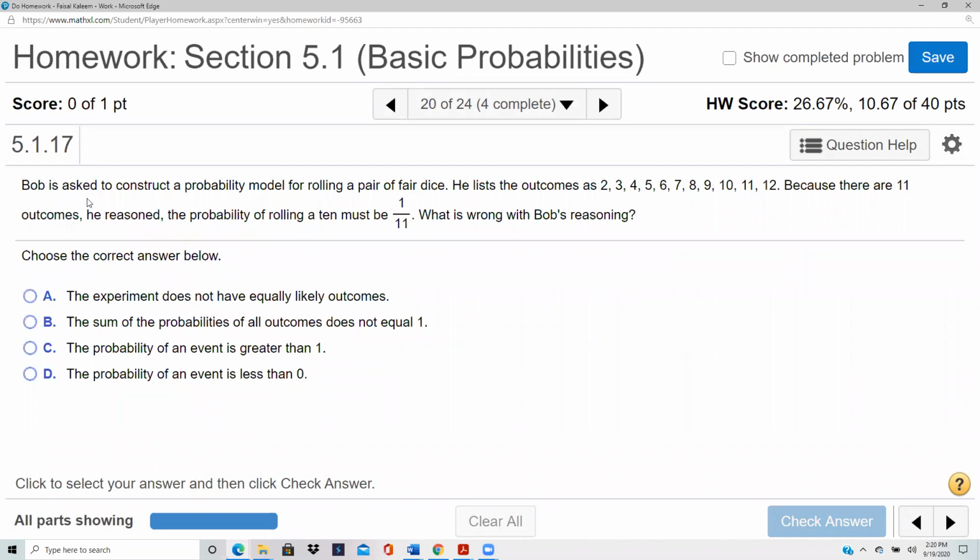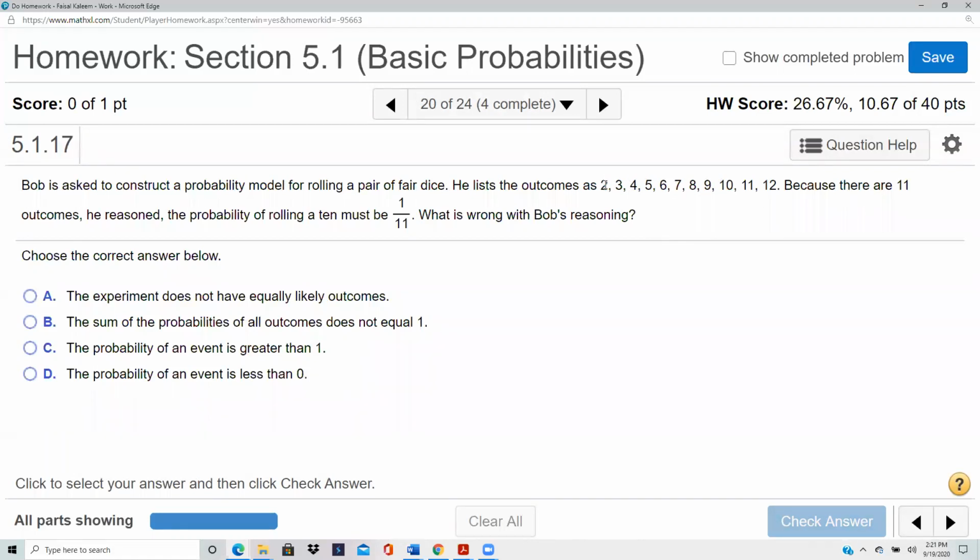Bob is asked to construct a probability model for rolling a pair of dice. He lets the outcomes be 2 through 12. Because there are 11 outcomes, he reasoned that the probability of rolling a 10 must be 1/11. What's wrong with his reasoning? So what he did was he said that, okay, the possible sums, the minimum sum would be 2 if both the dice get a 1, and then the maximum sum is 12 if both have 6s, and in between you will have all these.